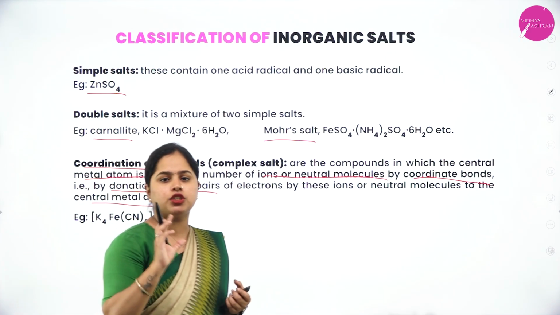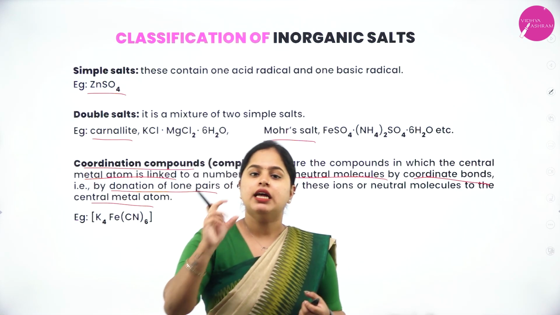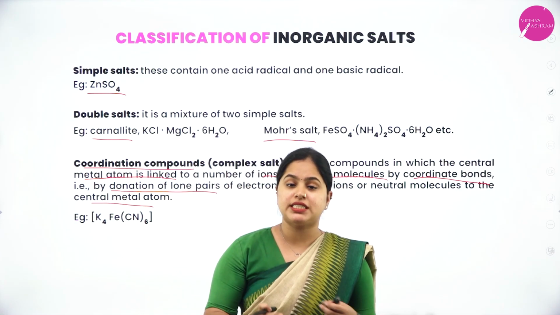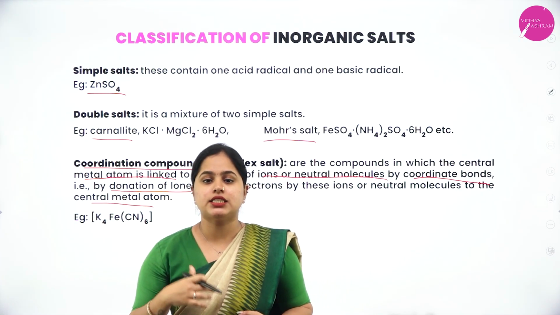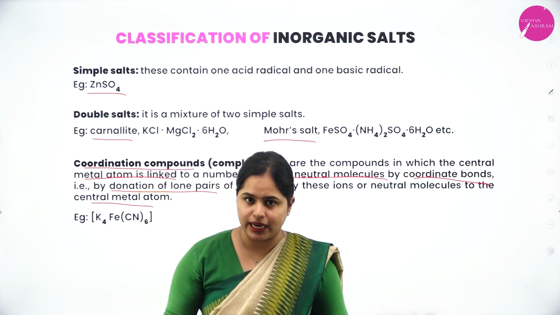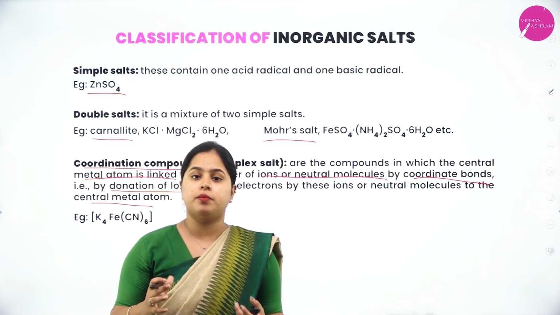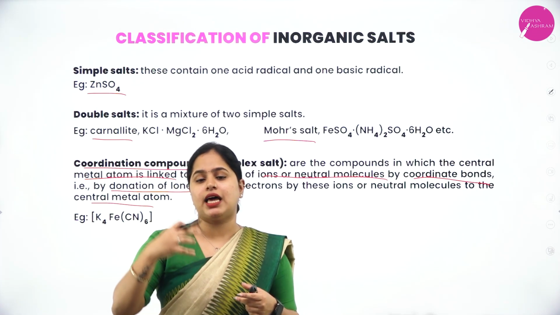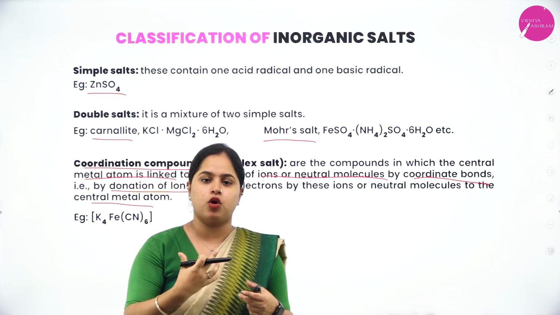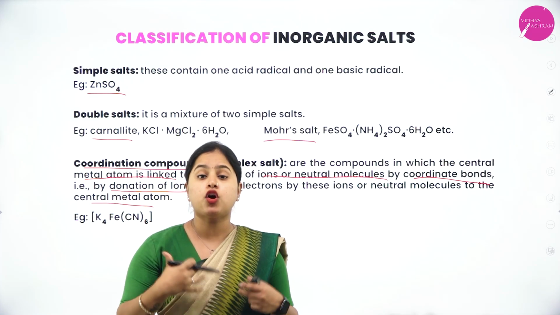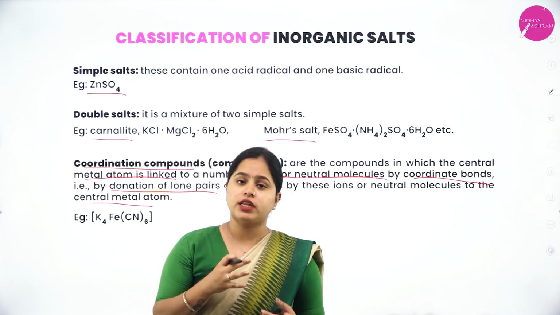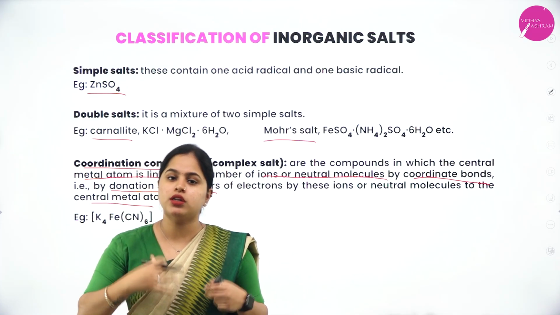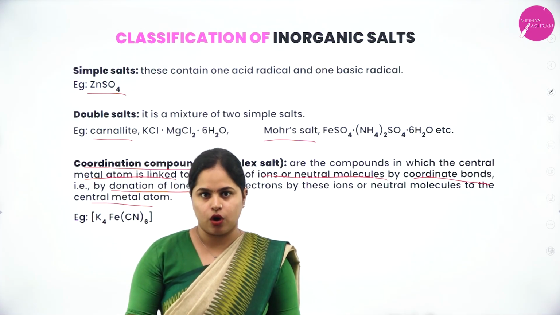So in coordination compounds in general, we can say that there will be a central metal atom in the center, and surrounding it will be ions or neutral molecules. The central metal atom and these ions or neutral molecules are bound together by coordinate bonds. What type of bond is present? It is a coordinate bond. That is why it is called a coordination compound, right?